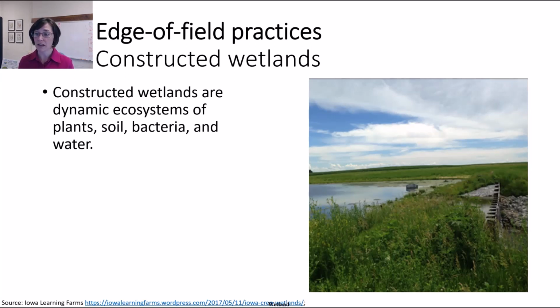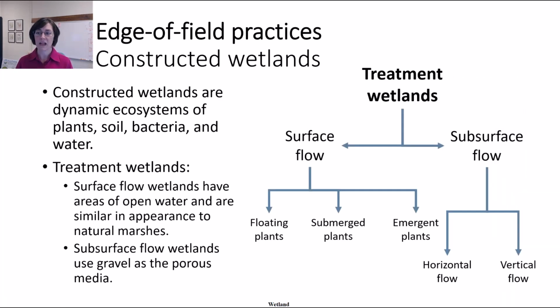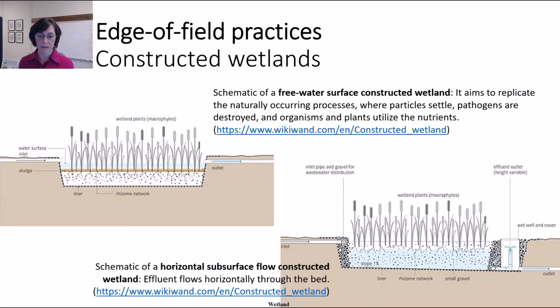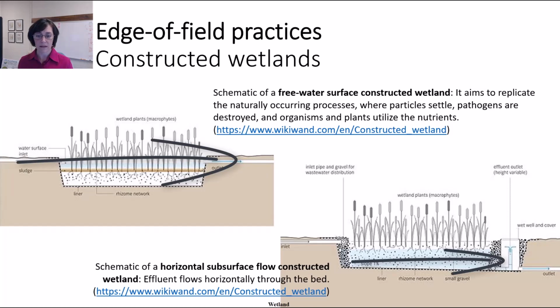Today we're talking about constructed wetlands or treatment wetlands that are specifically designed and constructed to treat nitrate in subsurface drainage water. Within the classification of treatment wetlands, there are surface flow or free water surface wetlands, which have an open water surface, and subsurface flow wetlands, which use generally gravel that water flows through. Here's a couple illustrations of the different kinds of constructed or treatment wetlands. Surface flow wetland on the left and subsurface flow wetland on the right.